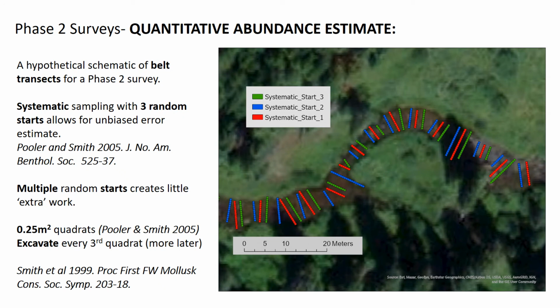The diagram on the right here shows a hypothetical schematic of belt transects for a phase 2 survey. We used belt transects where we surveyed from bank to bank, perpendicular to the stream flow. We used systematic sampling with 3 random starts, which allowed for an unbiased error estimate. This was from Pooler and Smith. We used multiple random starts, and that created actually very little extra work, but at the same time gave us the error estimate that we could calculate confidence intervals with.